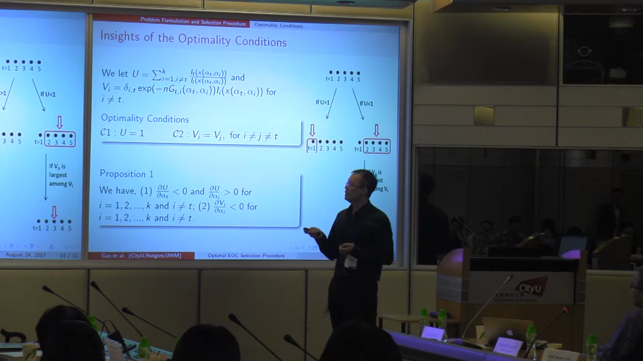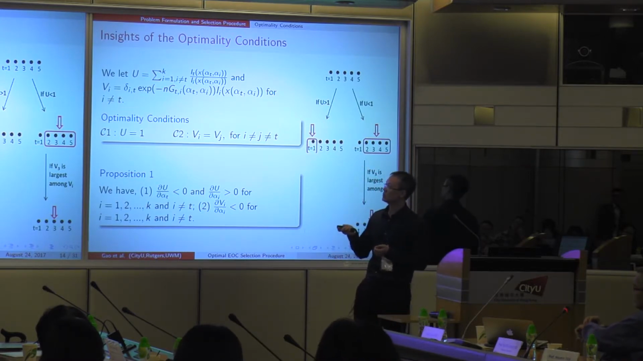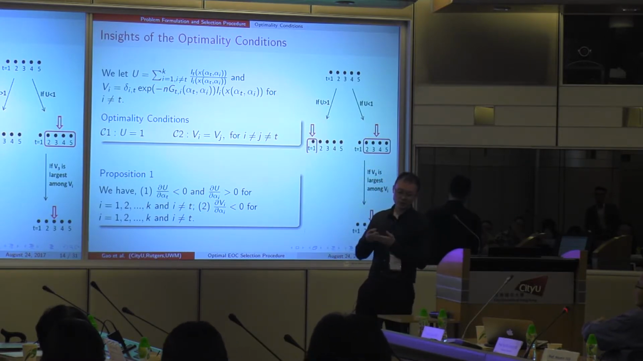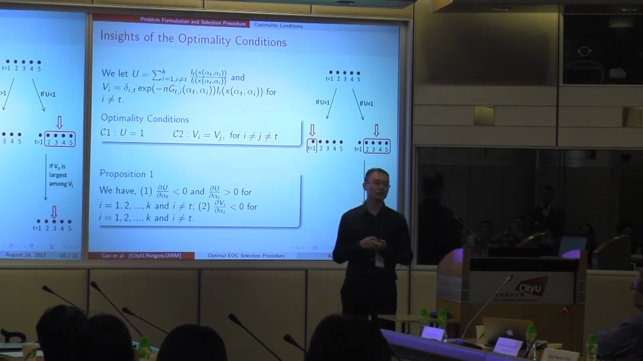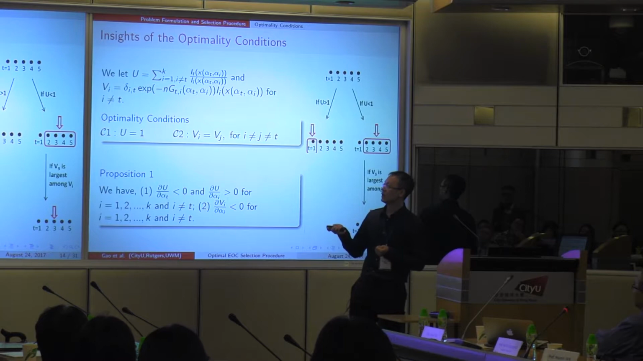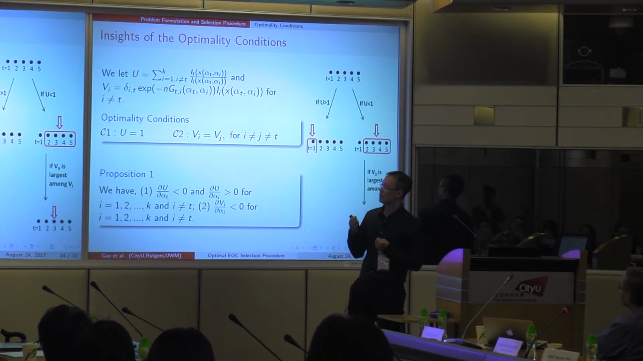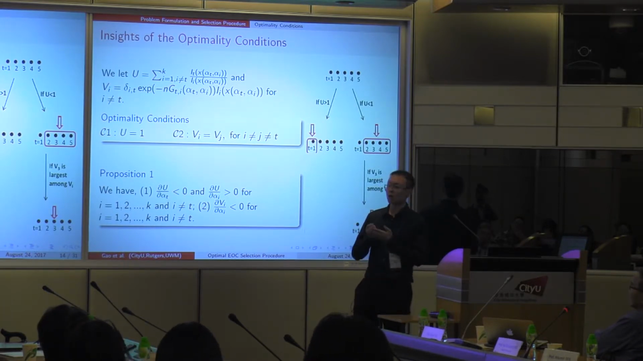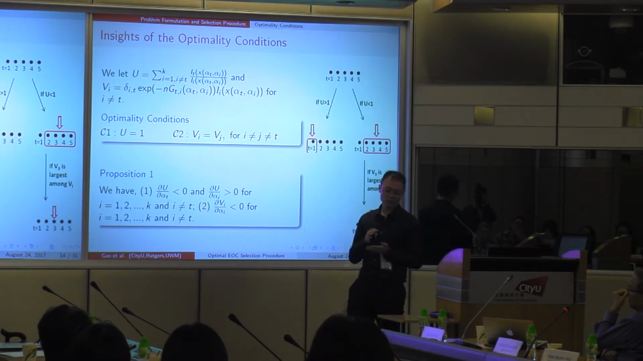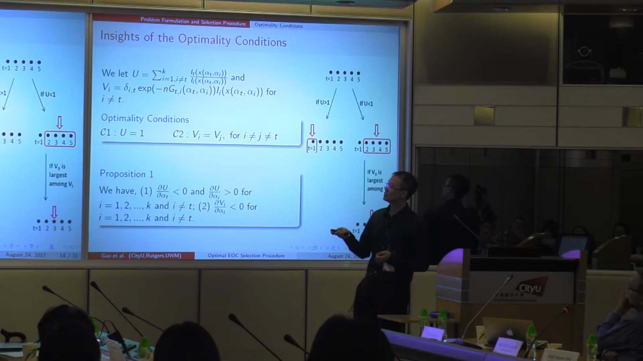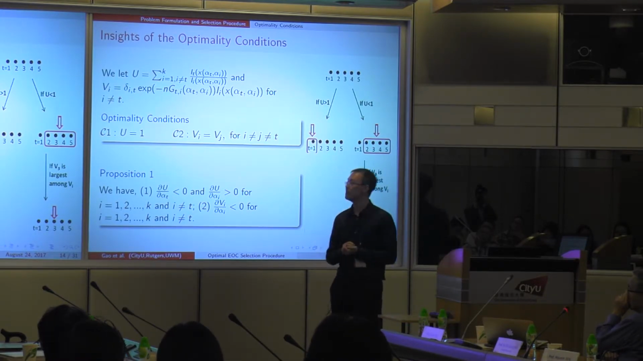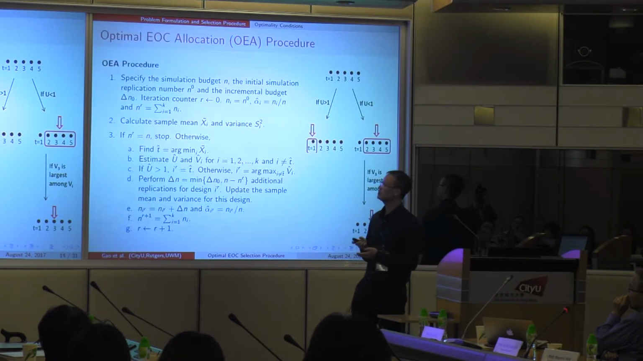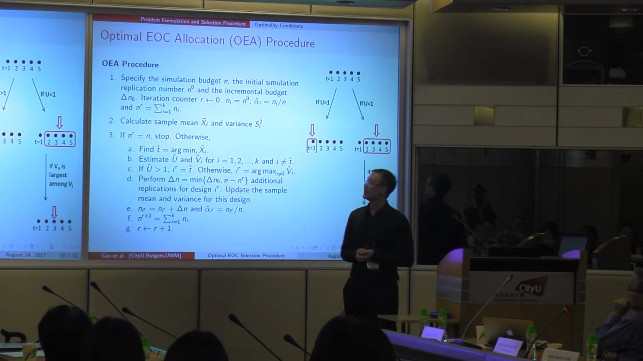So to summarize, for C1 and C2, suppose that we have more simulation replications to be allocated to one of the designs under consideration. C1 tells us whether we should allocate it to the best design or one of the non-best designs. And if it turns out that we should allocate it to one of the non-best designs, C2 further tells us which non-best design we should allocate it to.